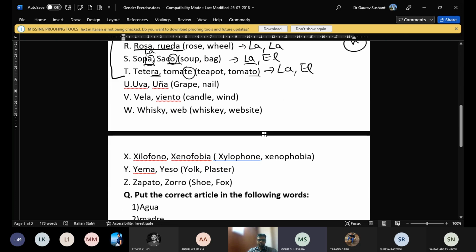Okay, thank you. The last one, let me do it quickly myself, so that we can finish it. So it is la uva. Okay, see the pronunciation also. It is unya. Okay, nya is the nya sound. So it is la unya. Simple. Both are ending with a. Here also a and o. So one will be feminine, la vela, and it will be el viento.